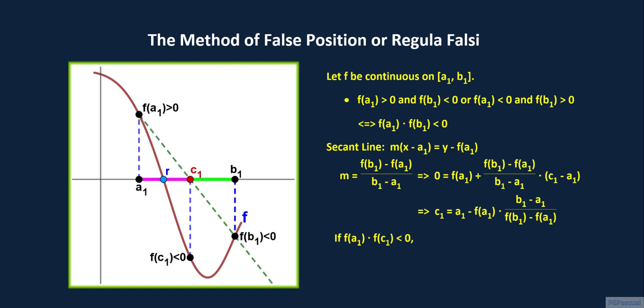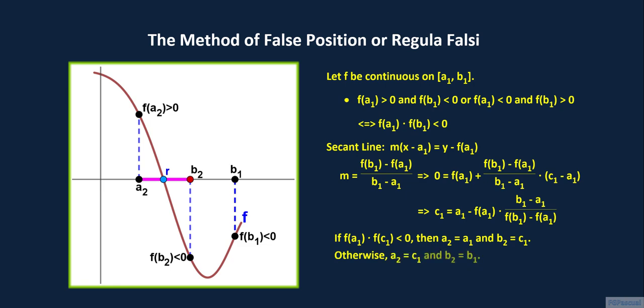If f of a sub 1 and f of c sub 1 have opposite signs, so that the product of f of a sub 1 and f of c sub 1 is less than 0, then we keep the interval to the left of c sub 1. Then a sub 1 is the new left endpoint, which we call a sub 2, and c sub 1 is the new right endpoint, which we call b sub 2. Otherwise, the new left endpoint a sub 2 is c sub 1, and the new right endpoint b sub 2 is b sub 1.